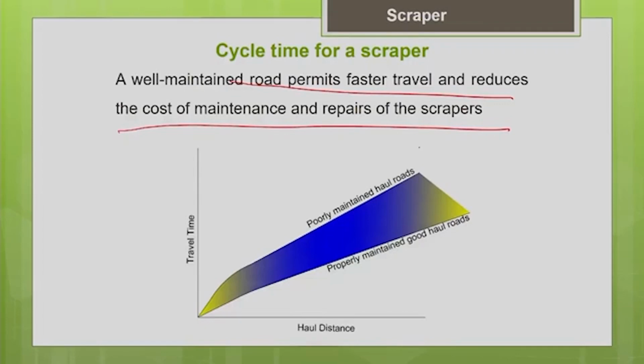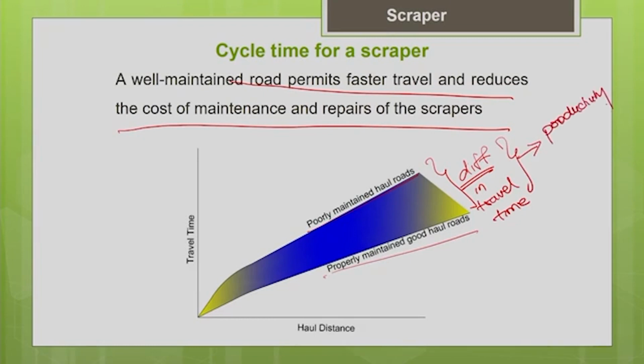So, you can see the difference in the travel time between poorly maintained haul routes and properly maintained good haul routes. In properly maintained haul routes, you can see that the travel time is very much less. This much difference or saving in the travel time can have a significant effect on your productivity. You can have a significant enhancement of your productivity and a reduction in the cost associated.